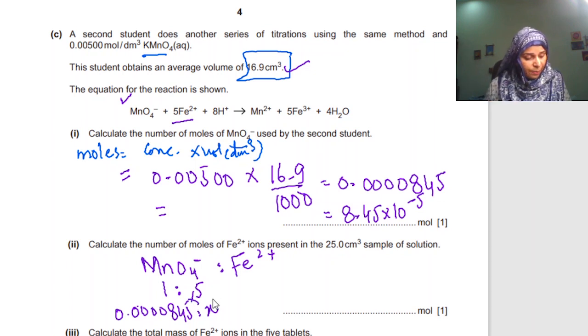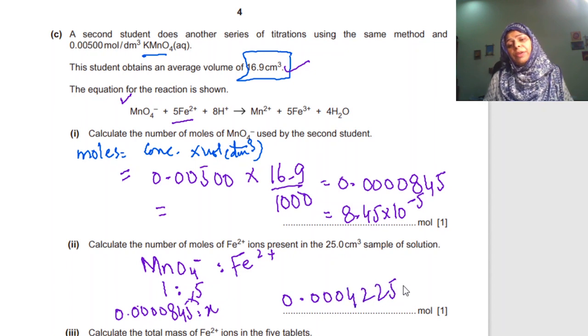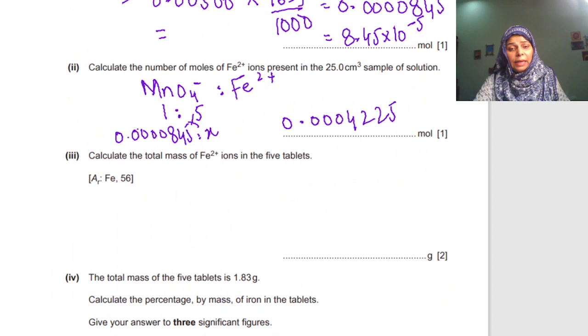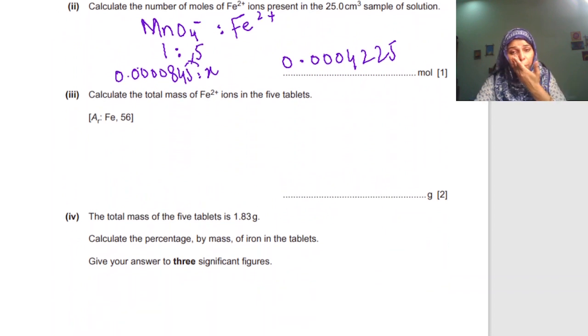So the answer will be, if we multiply it with 0.000845, we will get the answer. It will be 0.000425 moles. So this is the answer for the moles of iron. Okay, next, calculate the total mass of Fe2+ ions in the 5 tablets.